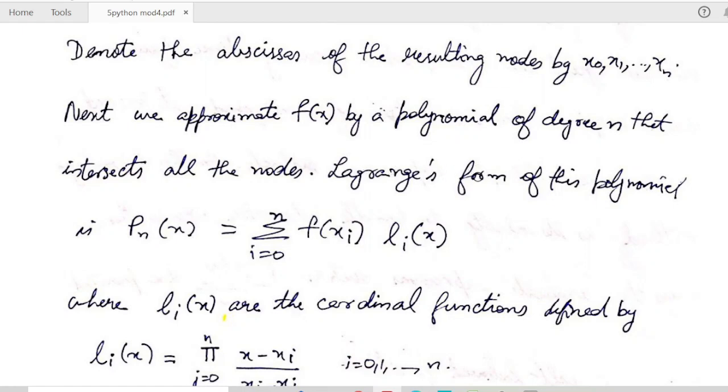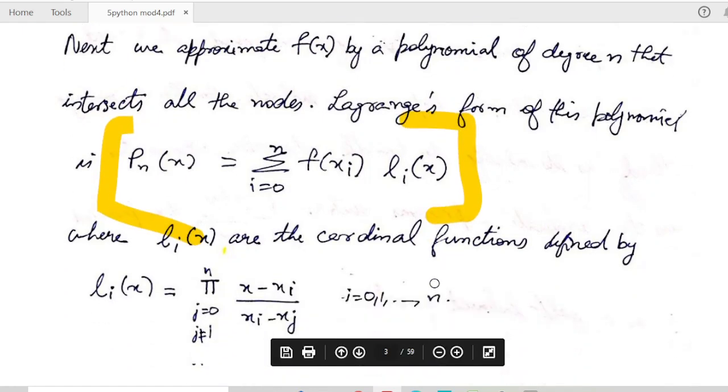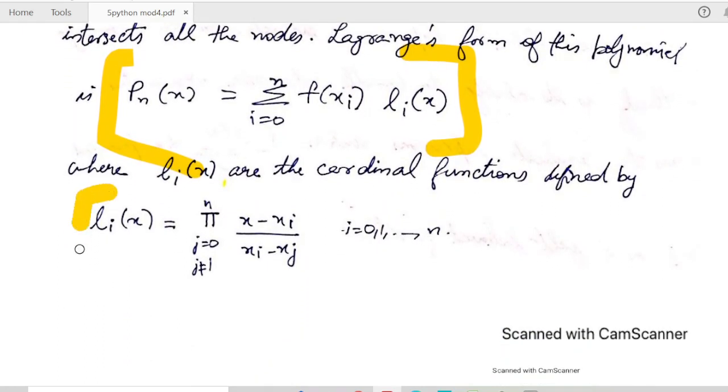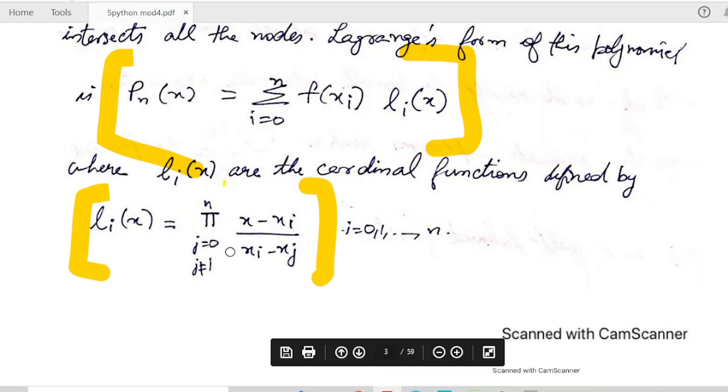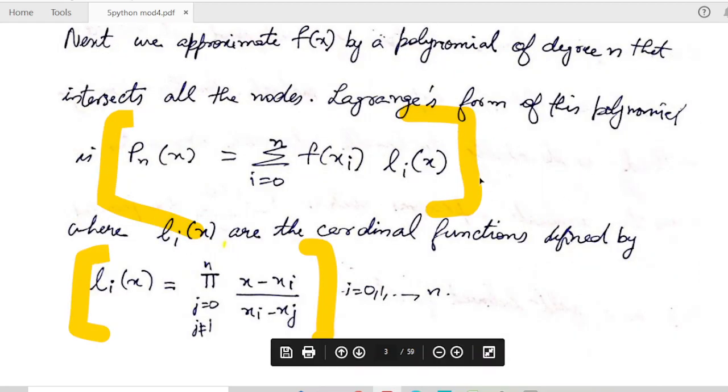By using Lagrange's interpolation formula, we have the formula Pn of x is equal to sigma i equal to 0 to n f of xi Li of x. So this particular formula is Lagrange's interpolation formula for polynomials, where Li are the cardinal functions given by Li is equal to product of j equal to 0 to n, j not equal to i, of x minus xj by xi minus xj. So using these two formulas, we will be deriving the Newton-Cotes formula.